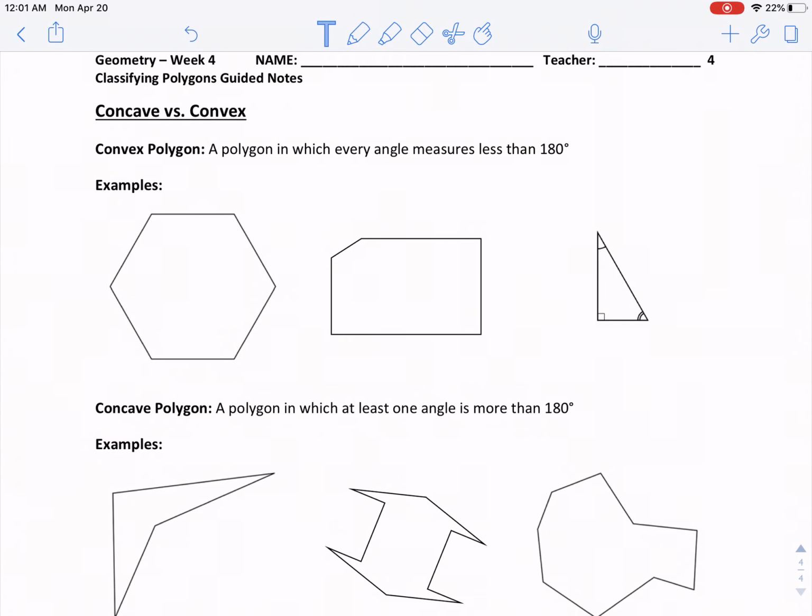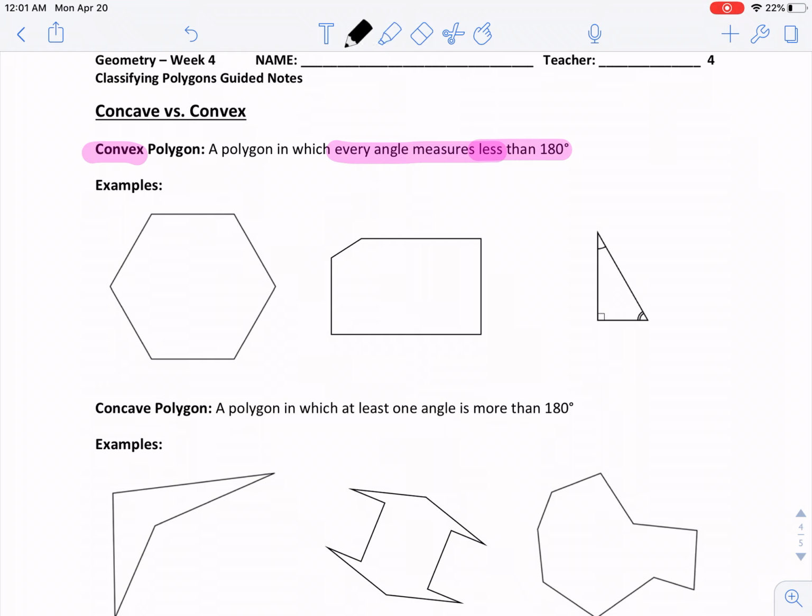Last thing we're going to do is talk about concave versus convex. This is the last way we can classify them. Then we have one more topic that we're going to talk about briefly after this. Convex: every angle is less than 180, basically meaning all the points are to the outside. There's nothing pointing inside of the shape.